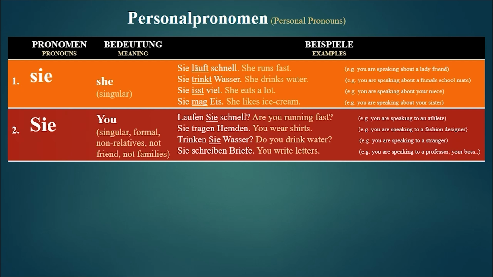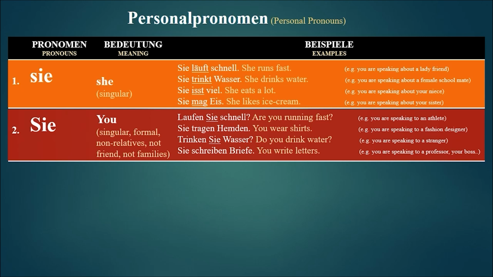So we have examples here. Laufen Sie schnell? You're asking a question, speaking to an athlete, for instance, that you do not know. You use Sie, and take note, even though the Sie is within the sentence, it still has a capital letter S starting it. So laufen Sie schnell? Are you running fast? So you do not use du. You can't say läufst du schnell. No, you use Sie to refer to people you do not know. They are not friends, not family, not your relatives. You use a formal way of addressing them, that is Sie, and this is one. You're referring to just one person.